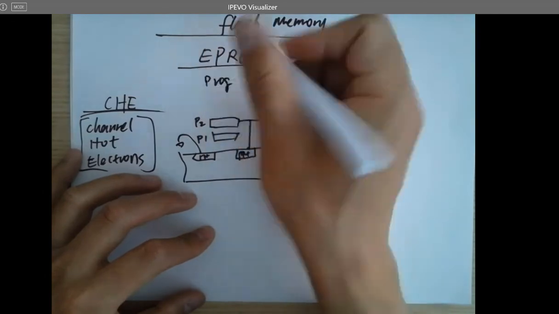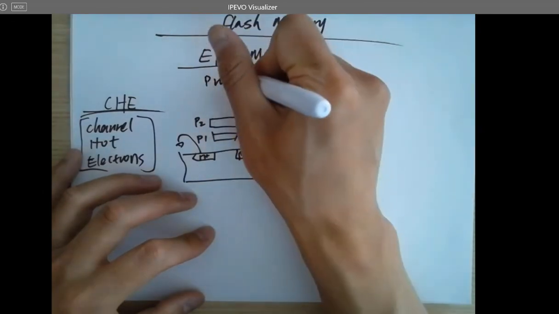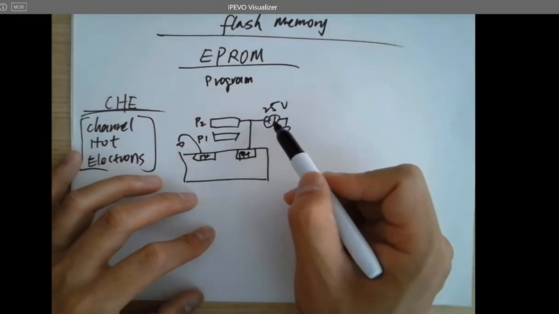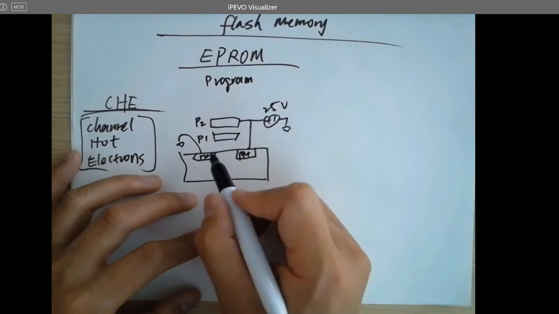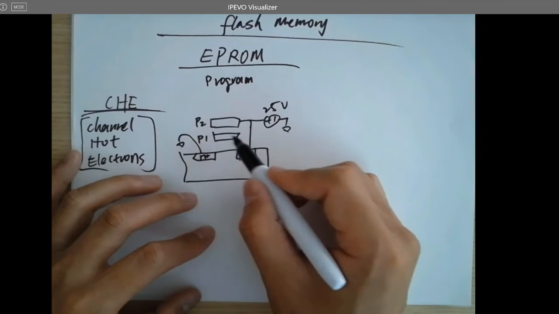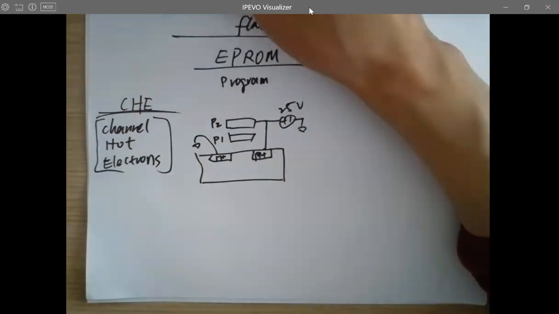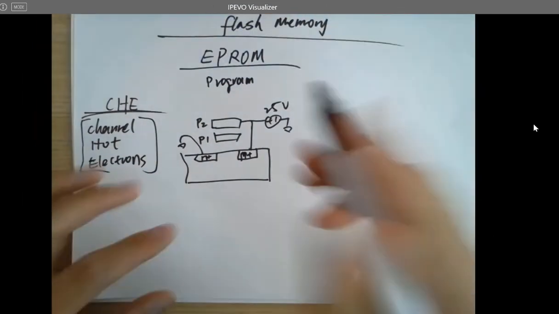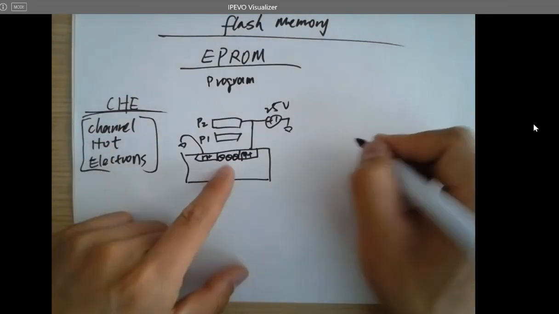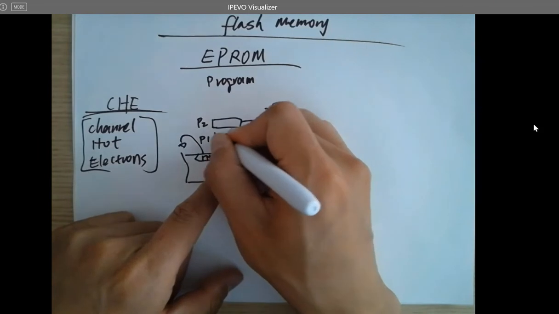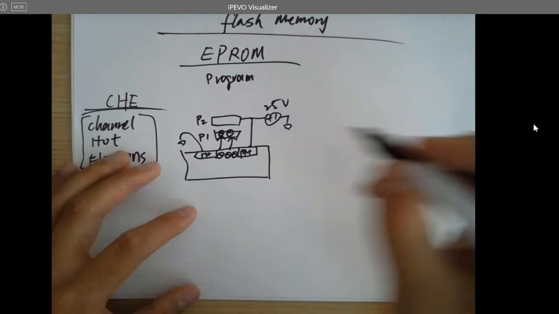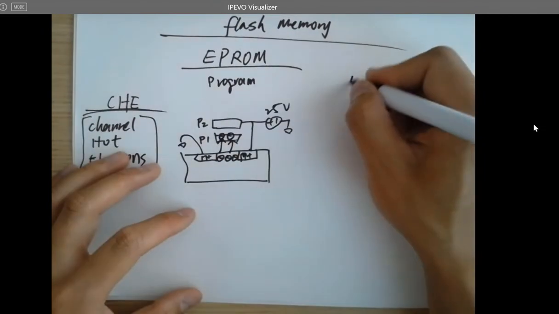When you're programming an EPROM, it works this way. You need a high voltage, 25 volts for example, and it's going to open the channel because the voltage is high, even though there's an intermediate gate in the middle. But it's going to attract the electrons flowing in the channel, and some of the hot electrons will jump into poly 1 and be trapped there. So you can memorize that state. So that's for program.